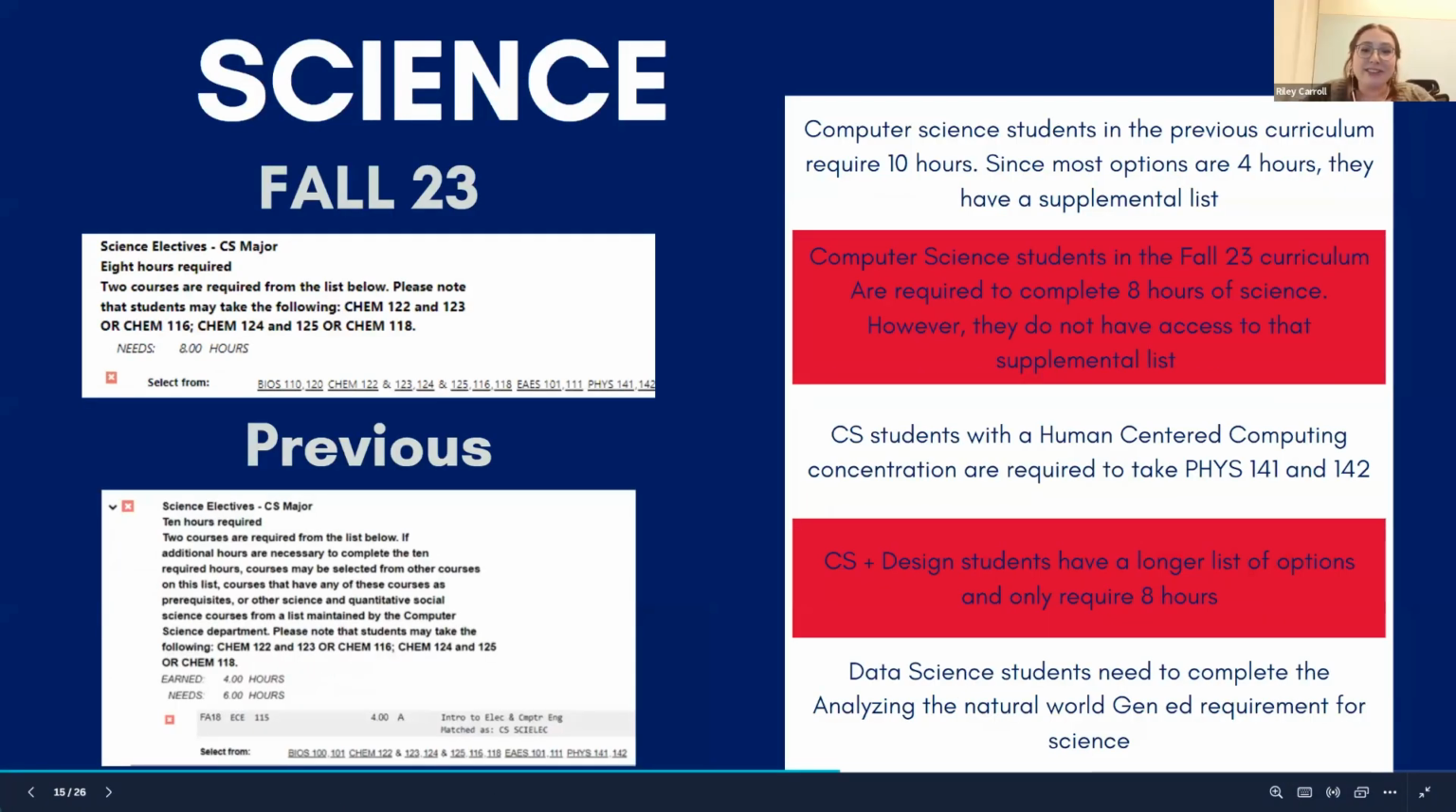All right, getting into your science courses. This will differ for CS majors depending on your curriculum. CS majors in the previous curriculum prior to fall 2023 will need 10 total science elective hours. Since only both chem classes add up to 10 hours, you do have the choice to use a supplemental science list. This is included in your packet if you are under the previous curriculum, to complete the hours, but you must take at least 2 classes from the main list before a supplemental science elective can count toward your degree.